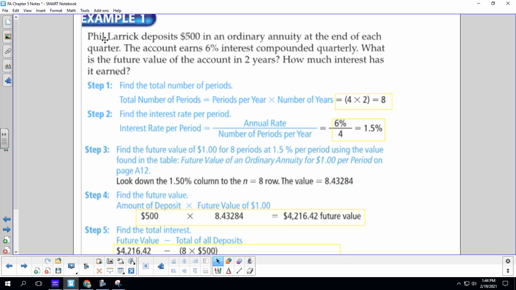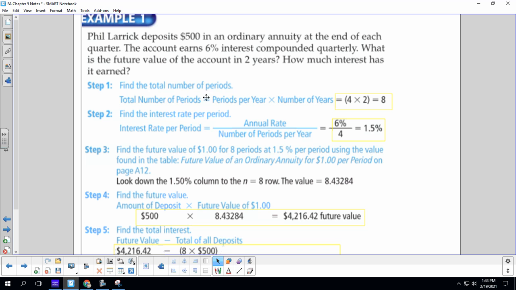All right, so let's look at Phil. He puts $500 in an ordinary annuity at the end of each quarter. The account earns 6% interest compounded quarterly. What is the future value of the account in 2 years? And how much interest has it earned?